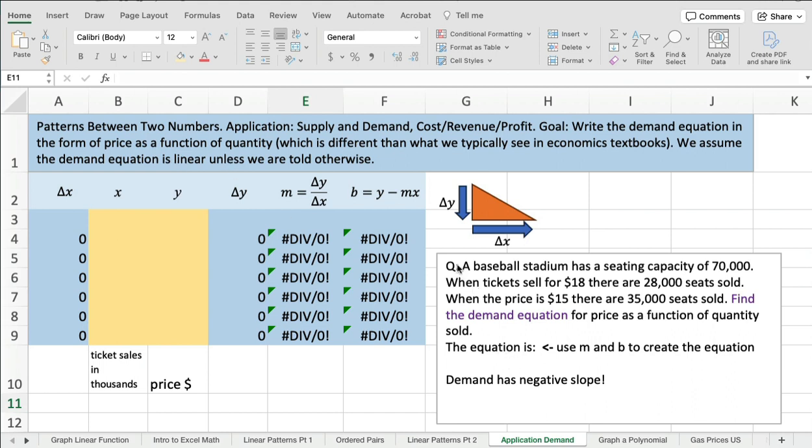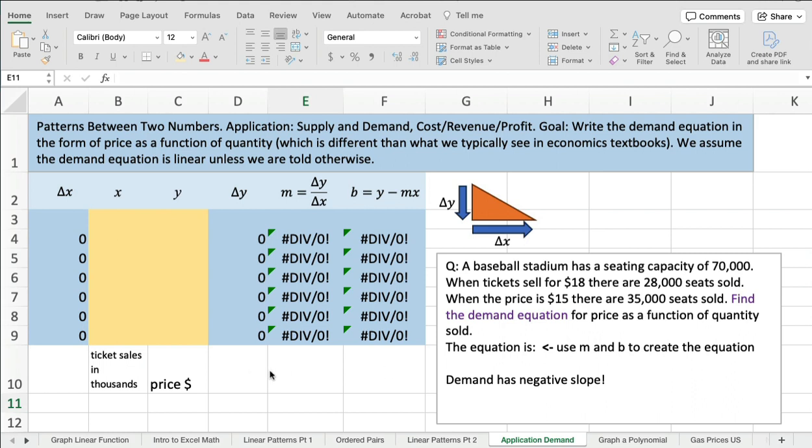So the question that is stated over here says a baseball stadium has a seating capacity of 70,000. When tickets sell for $18, there are 28,000 seats sold. When the price is $15, there are 35,000 seats sold. Write or find the demand equation for price as a function of quantity sold.